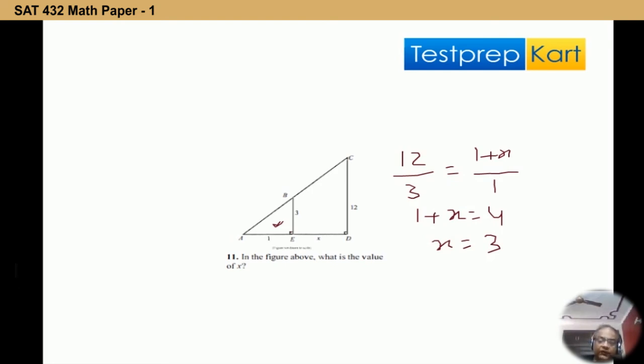I have used the fact that when two triangles are similar, then the ratio of their sides are equal. So that's a theorem, and using this theorem, we can say that CD upon BE is equal to AD upon AE. AD is x plus 1, and therefore x is equal to 3.